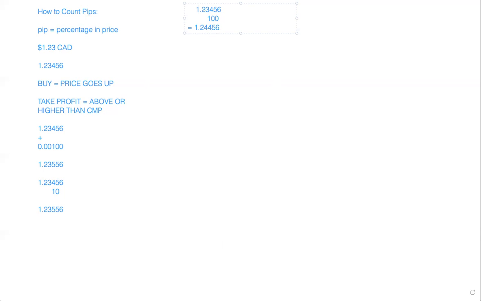Now, let's just say that we're looking at taking a sell. If we're looking at selling, it means that we think that price is going to go down. Okay, price goes down. So this time, current market price, we're expecting price to go down instead of up.